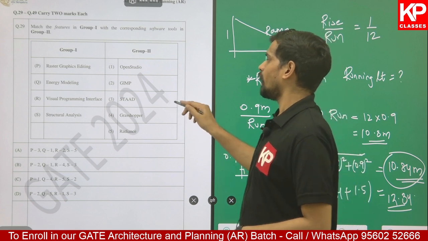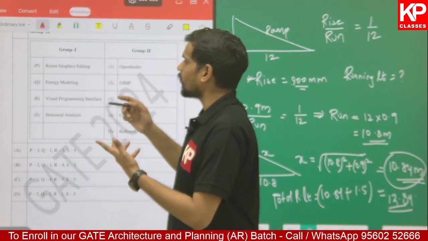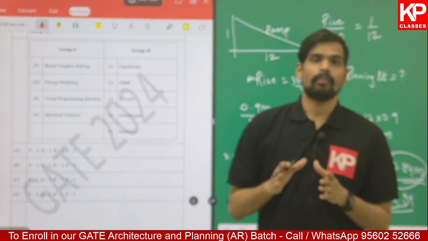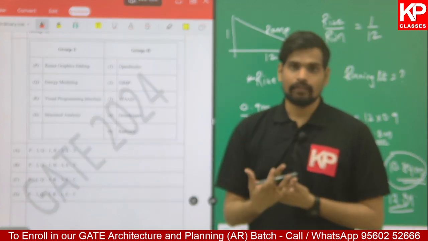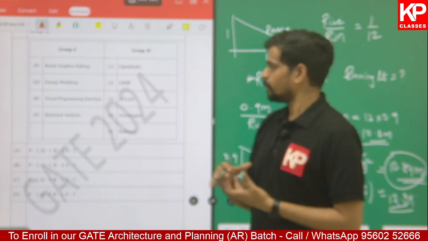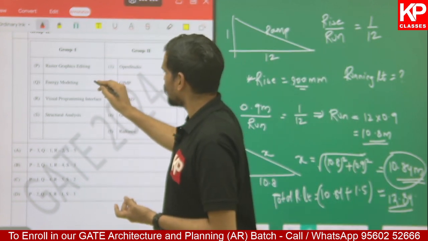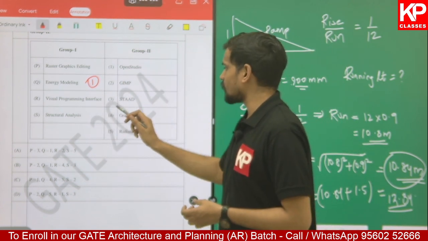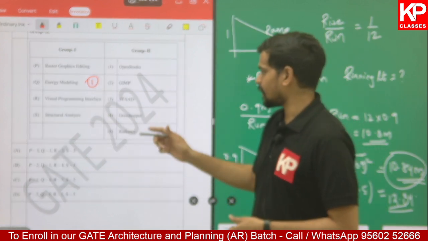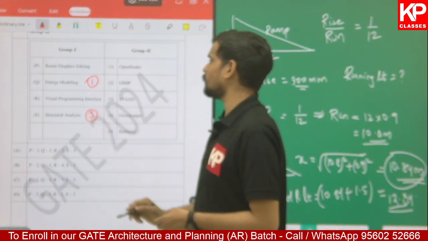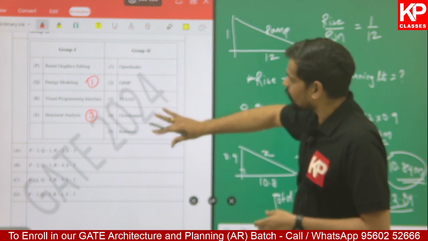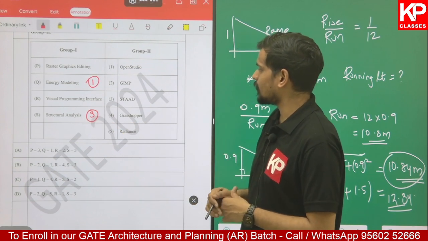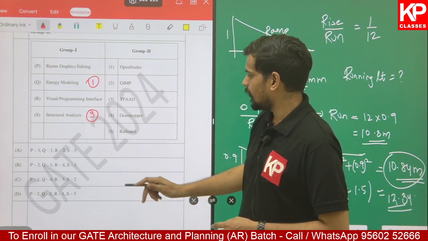I'm sure all of you are aware that, from these, if I mark some simple ones, OpenStudio, I'm sure every one of you knows it's a very popular software which can be integrated with BIM and is used for energy simulation, energy modeling. So OpenStudio is used for energy modeling. Even if you don't know that, I'm sure you all know STAAD.Pro is used for structural analysis. That is something which everyone probably is aware of. Even if I just know one or two, can I answer the question? Let us see, if I just know structural analysis is STAAD.Pro, that is 3.